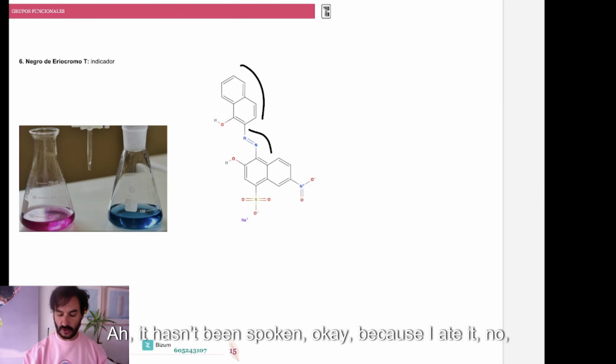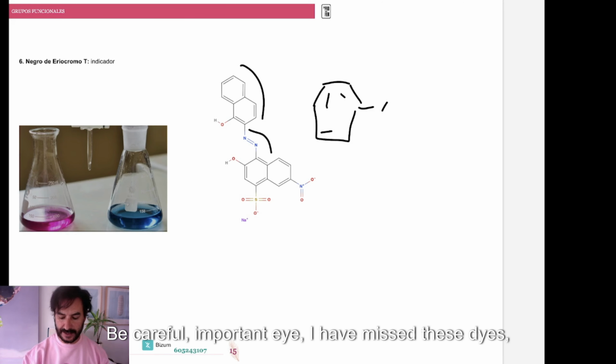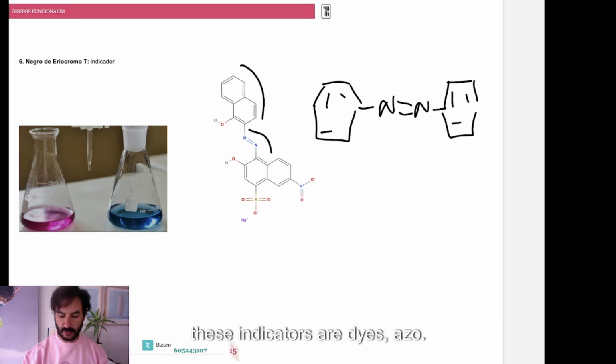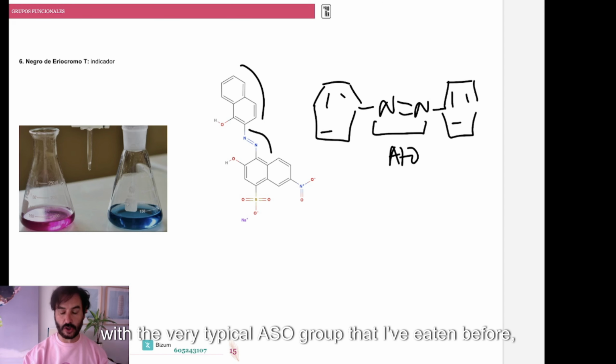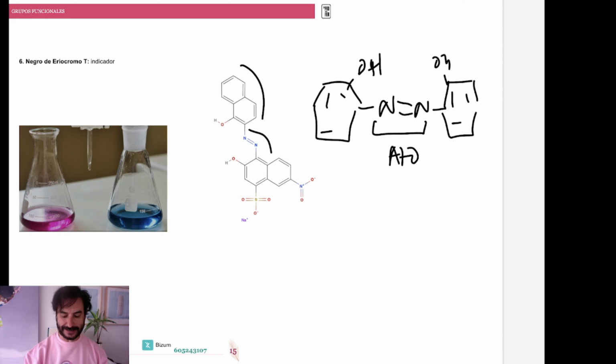It hasn't been spoken about, okay. Be careful, important dye. These indicators are dyes, azo dyes. I mean, with the very typical azo group, all this conjugation is worth the two groups, OH, the sulfonic group, etc., etc.